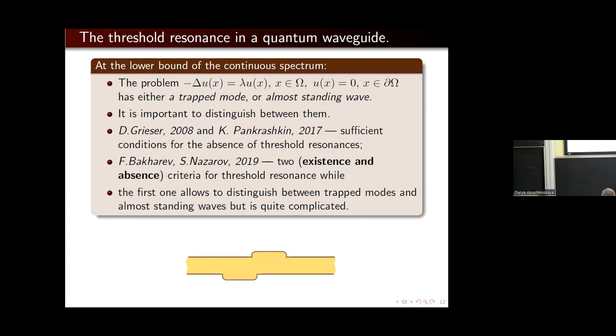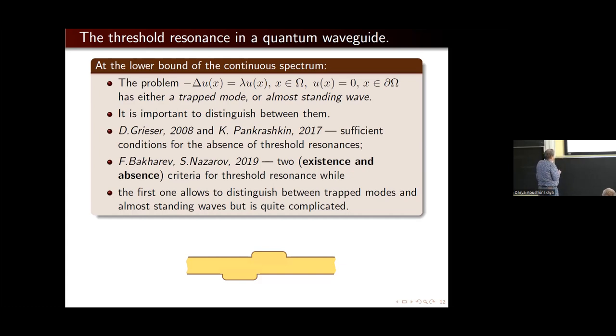Threshold resonances are interesting not only for physicists, they also appear as an intermediate problem. It is necessary to know whether they appear or not in very many types of asymptotic analysis, for example, in creating low dimensional models of thin objects and other things. It is necessary to distinguish between a threshold resonance generated by a trapped mode or by an almost standing wave.